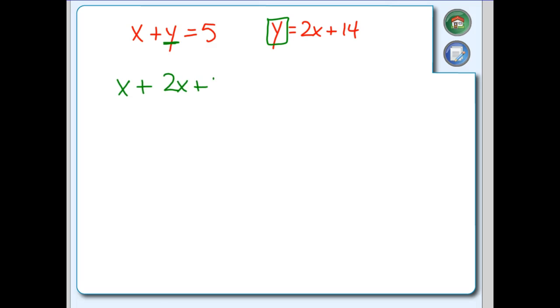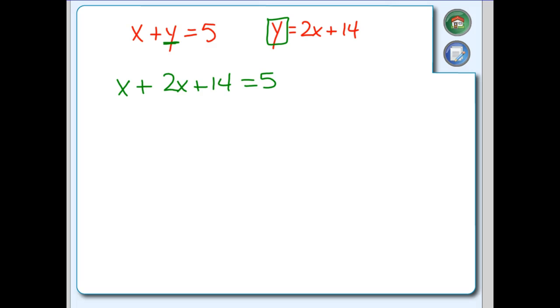room to work. So we've got x plus y equals 5. That was equation number 1. And our second equation was y equals 2x plus 14. Okay? All right, so now we're going to solve the equations. Well, again, we've already said y is isolated, so I'm going to substitute that in over here.